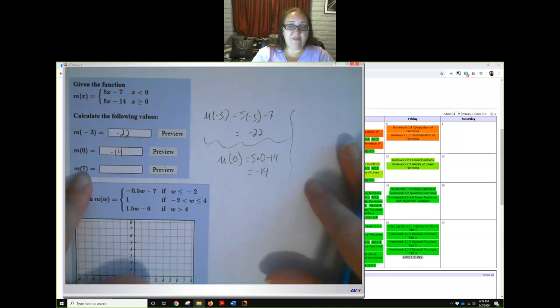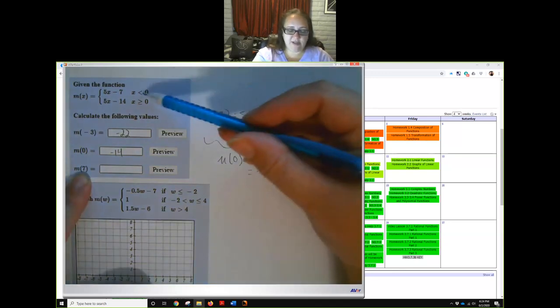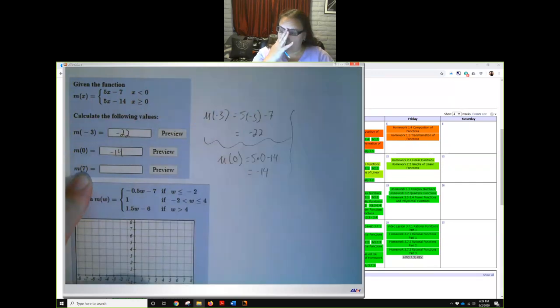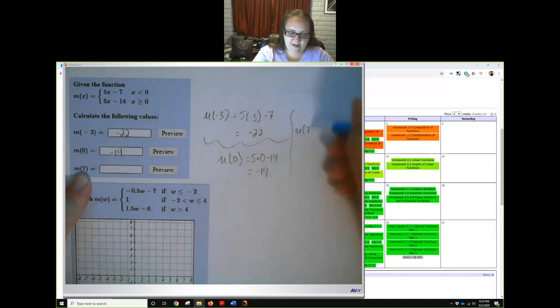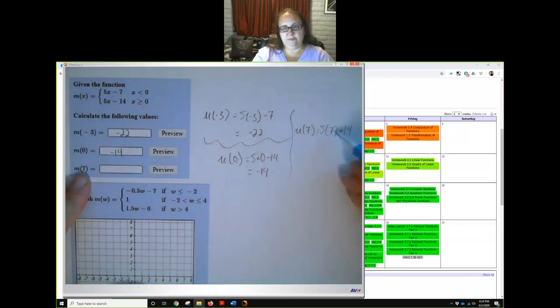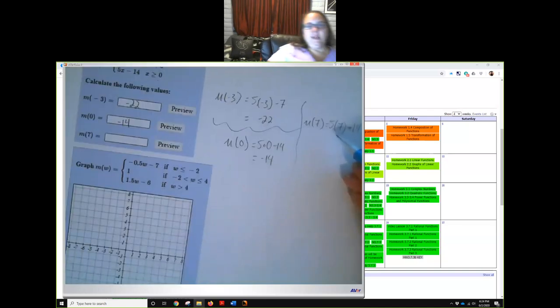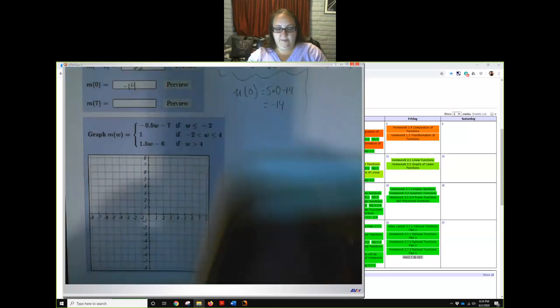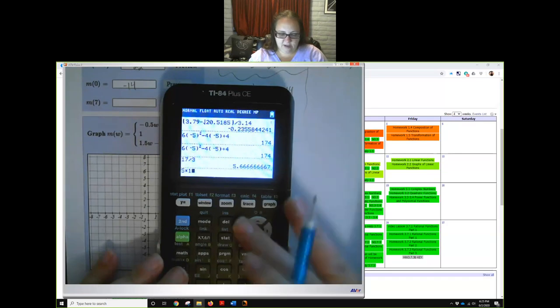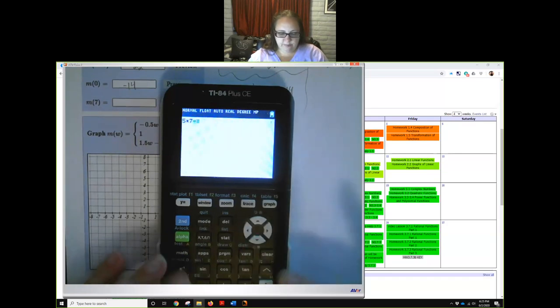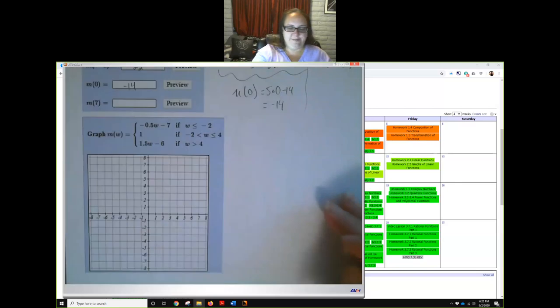And so then for 7, I'm going to ask myself, is 7 less than 0 or is 7 greater than or equal to 0? Well, 7 is greater than or equal to 0, so then m of 7 is 5 times 7 minus 14. 42. I should never do this without a calculator. You should never trust me. 5 times 7. Oh, 21. I went too far.